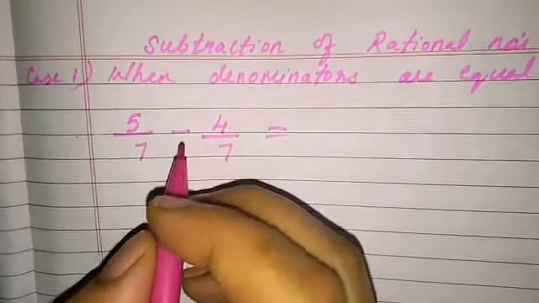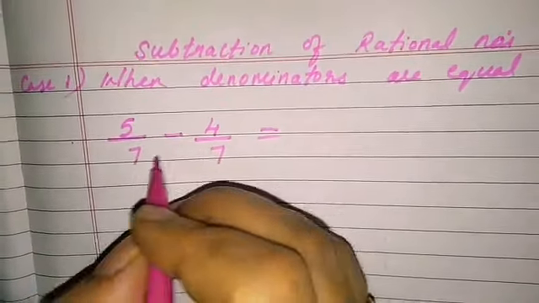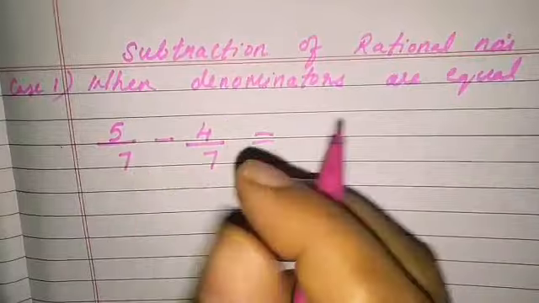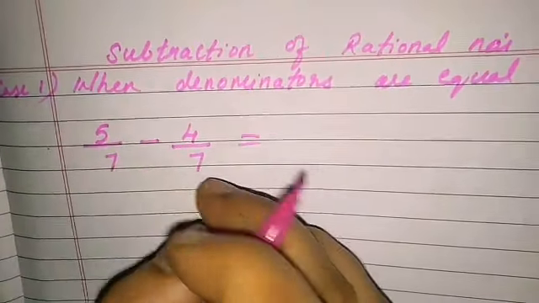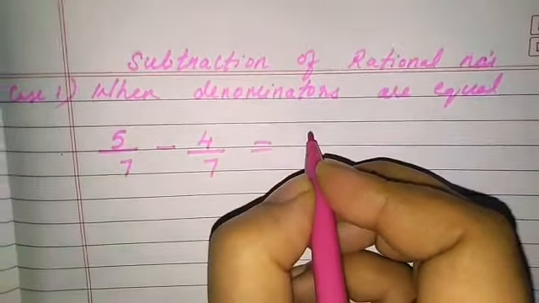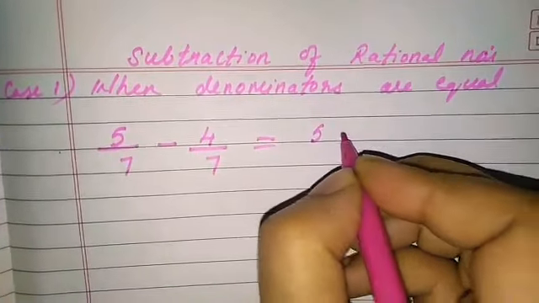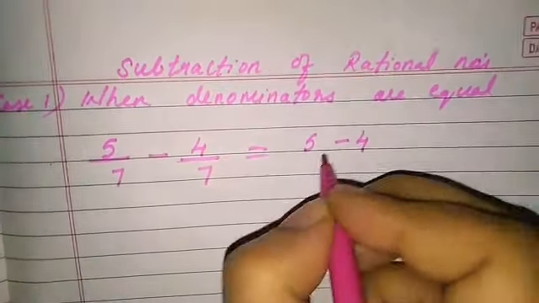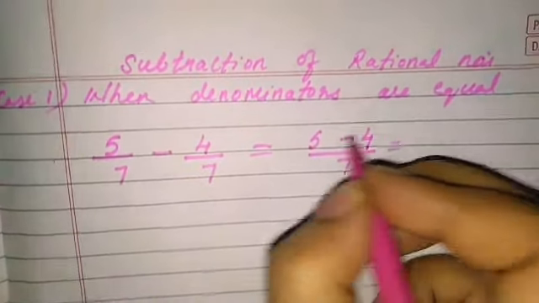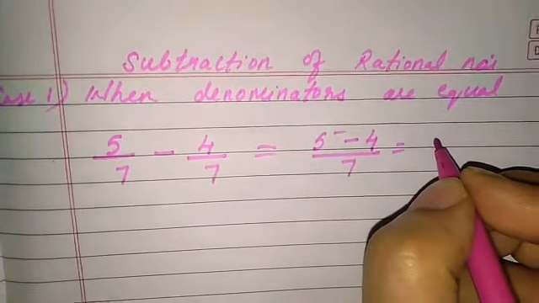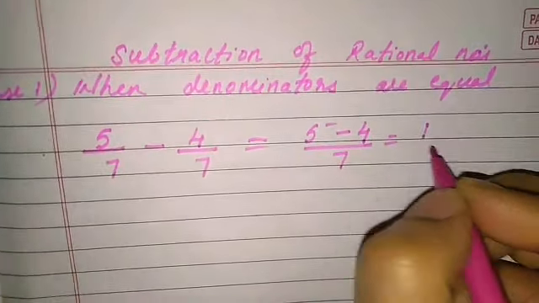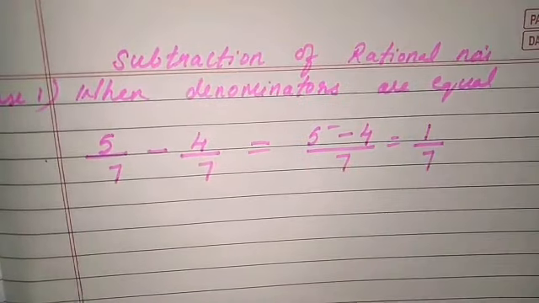We are not going to add or subtract anything in the denominators. So it's 5 minus 4, easy, by 7. So 5 minus 4 gives us how much? 1 by 7. Now this is the answer.